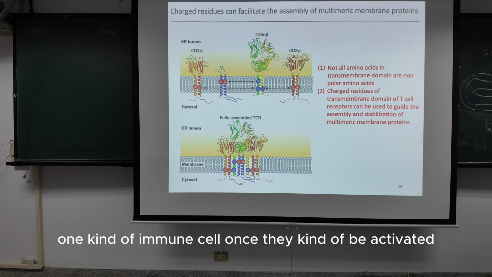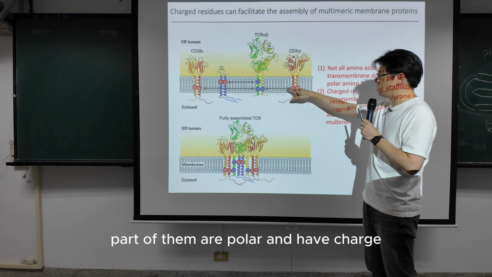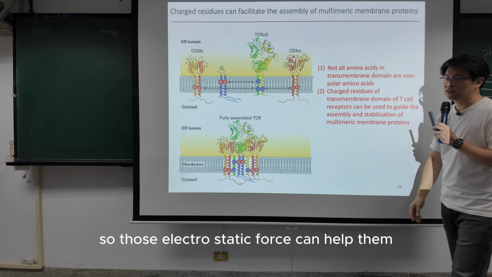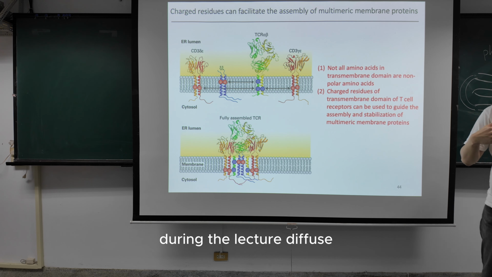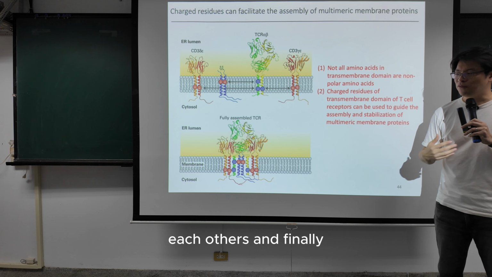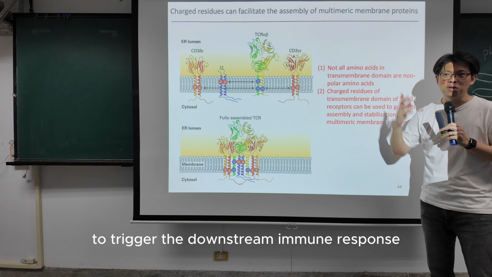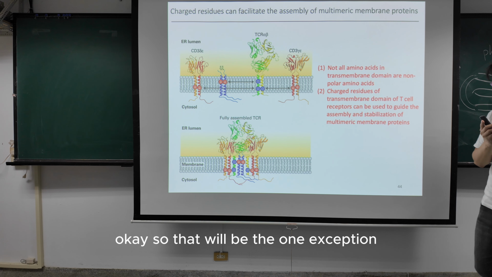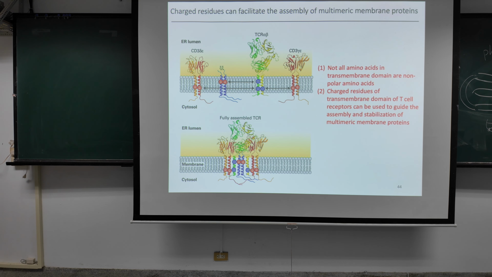So usually those transmembrane proteins can only do electrodiffusion, right? And of course, they still use alpha helix as their transmembrane domain, but not all amino acids are non-polar. Part of them are polar amino acids and have charge. So those electrostatic forces can help them during the electrodiffusion once they need to be activated. Those electrostatic forces can help them to assemble with each other and finally form a stable cluster to trigger the downstream immune response. Okay, so that would be one exception.